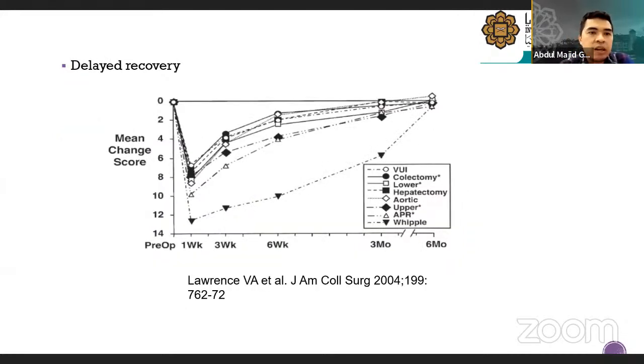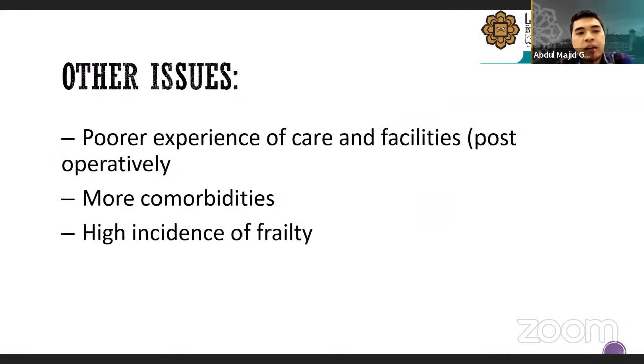There are also problems with delayed recovery in elderly age, whereby the time for them to be at par with before the operation is getting longer and longer with old age. It can be up from 3 to 6 weeks up until 3 to 6 months for them to recover from the surgery itself. Another issue that we encountered for elderly is poor experience of care and facilities post-operatively. Patients have more comorbidities and a high incidence of frailty.